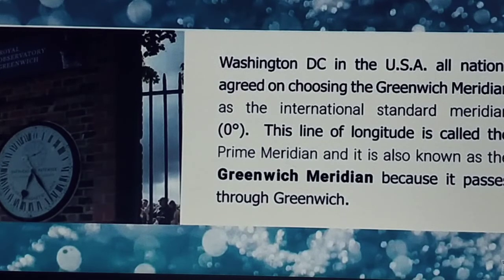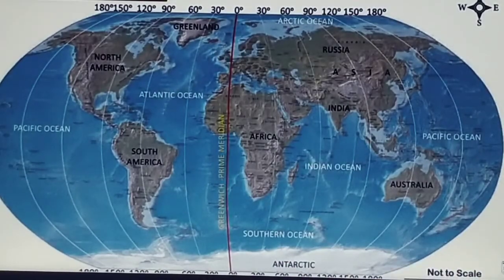Now look at the map: north, south, east, west. Now see the center, 0 degrees in longitude.